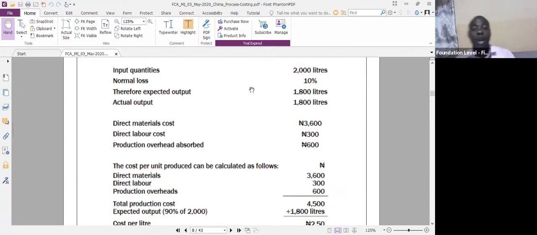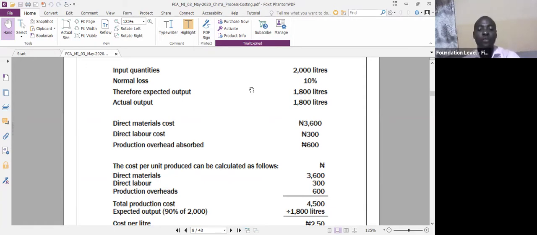Now, how can you value the cost per unit of the good production? Look at the direct material on the left-hand side, 3,600. Direct labor on the left-hand side, 300. Production overhead on the left-hand side, 600. It means total production cost is 4,500 on the left-hand side. You must also put the same thing on the right.